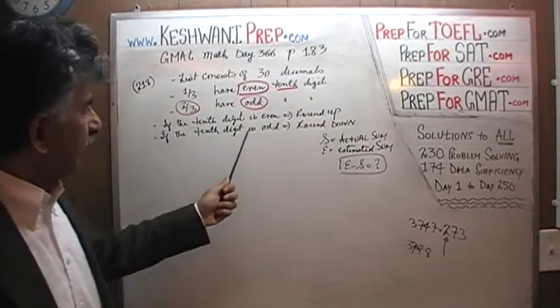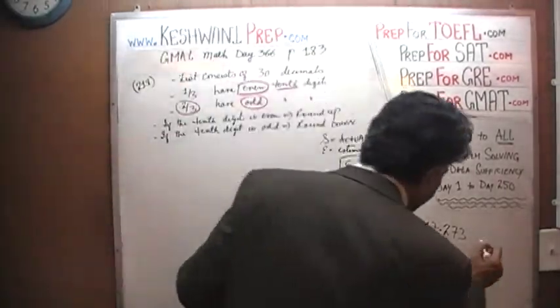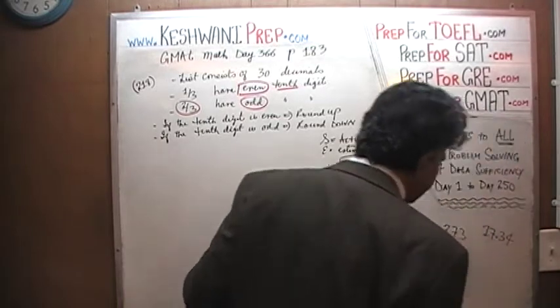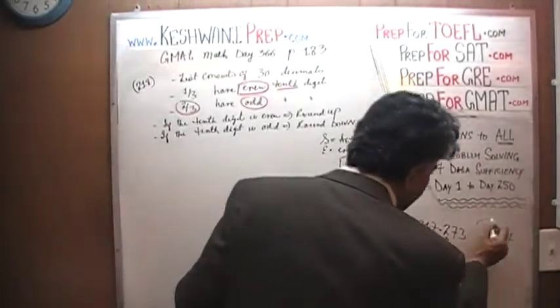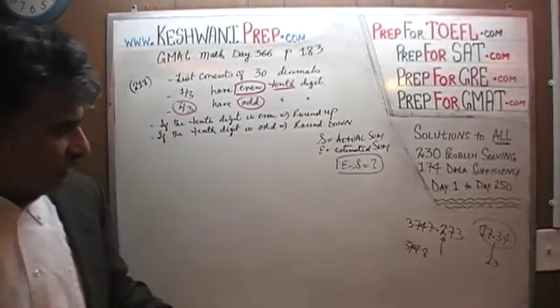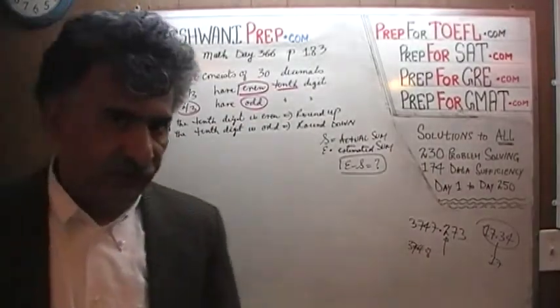Similarly, we are told that if the tenth digit happens to be odd, then we are supposed to round it down. So, for example, if we find 17.34, we'll have to round it down and it will become 17. So, if the tenth digit is odd, we round it down. If the tenth digit is even, we round it up. The question is very simple, very straightforward.